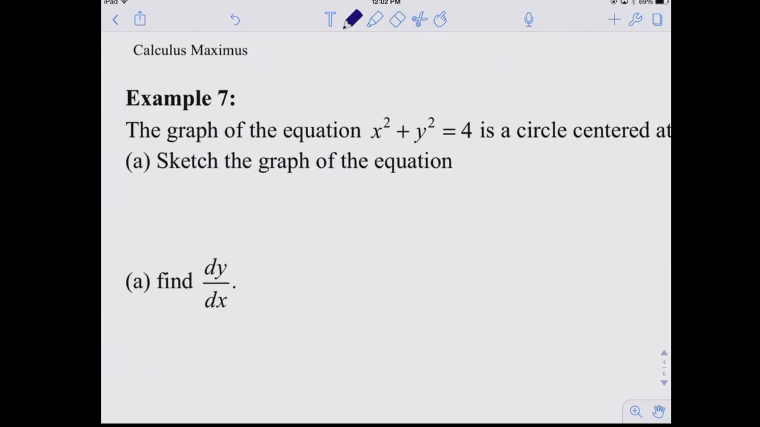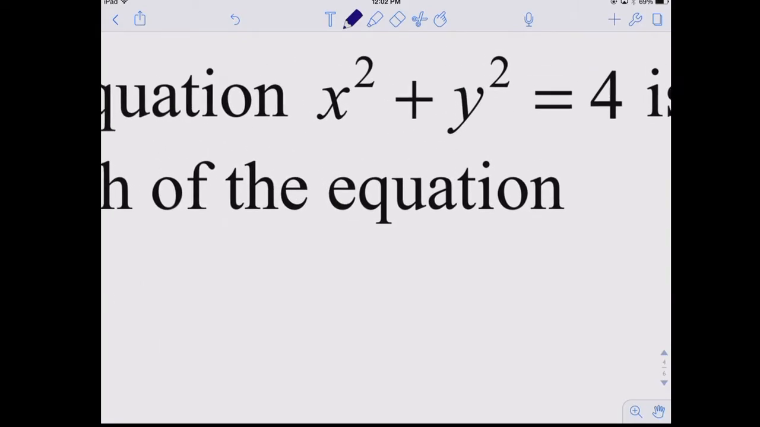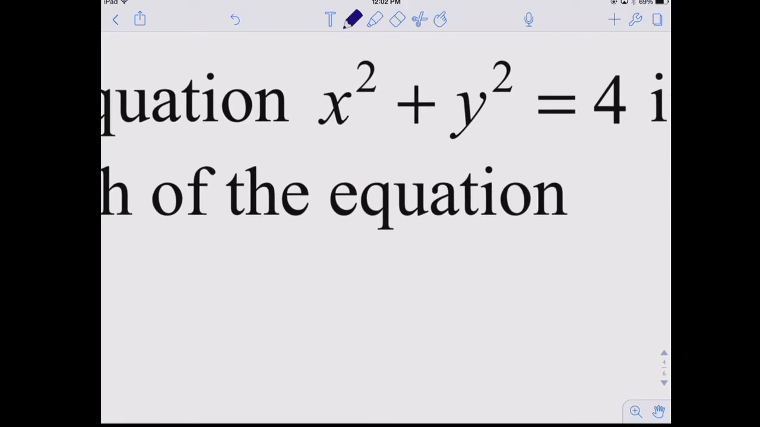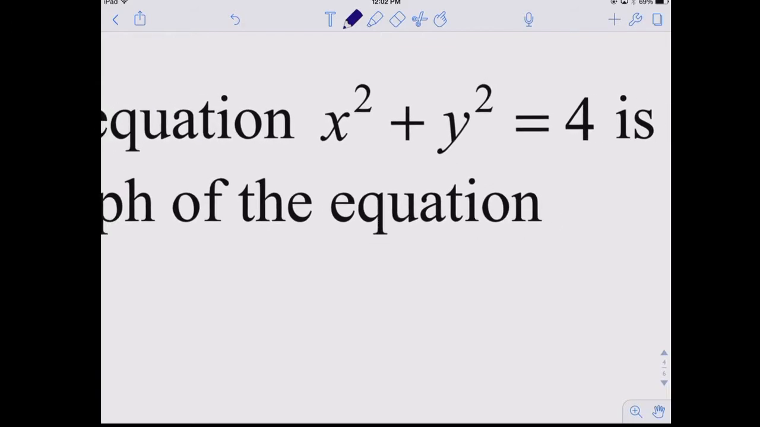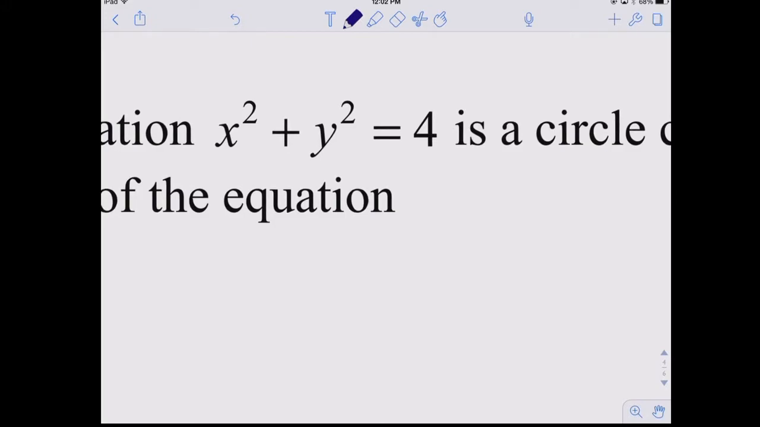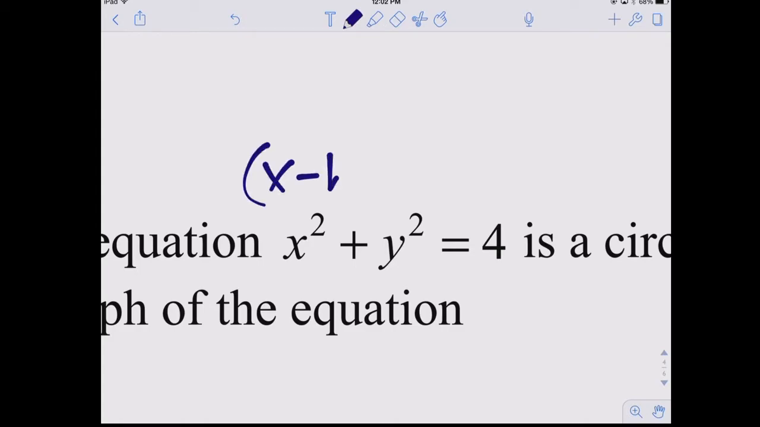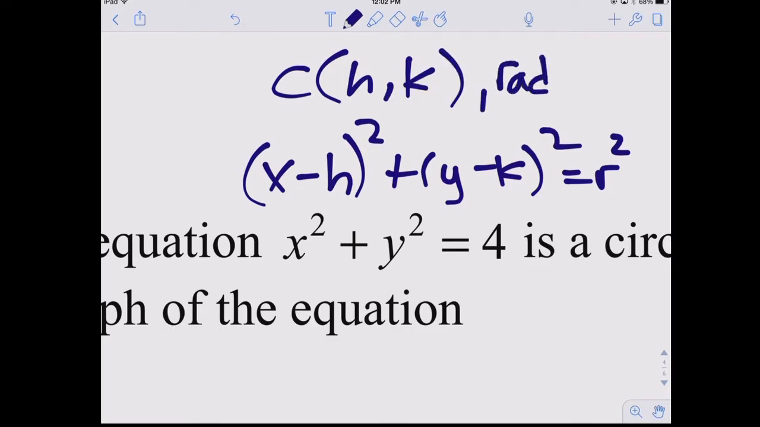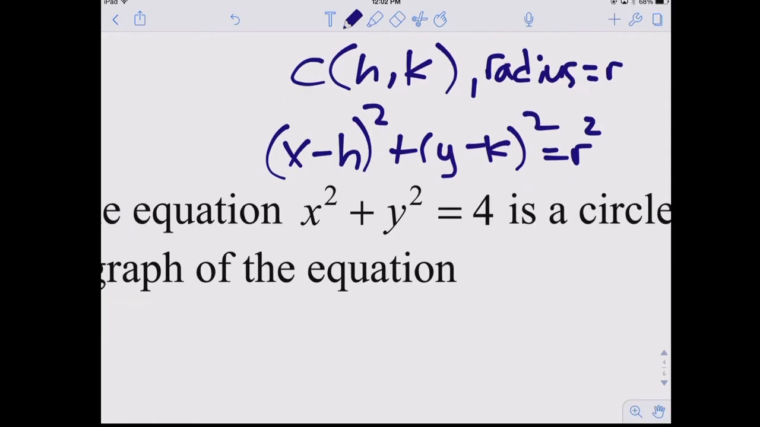Example 7. The graph of the equation x squared plus y squared equals 4 is a what? Do you recognize that without me telling you? You could solve for y by taking the square root. This would be like the end of algebra 2, conic sections. Yeah, it's a circle centered at the origin with a radius of 2. Right. So in general, not that you need to necessarily know this now, but (x minus h) squared plus (y minus k) squared equals r squared. That's a circle with the center at h comma k and a radius of r. So in this case, our h and k are 0.